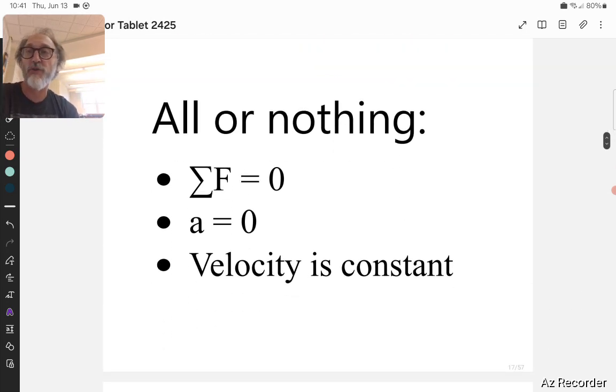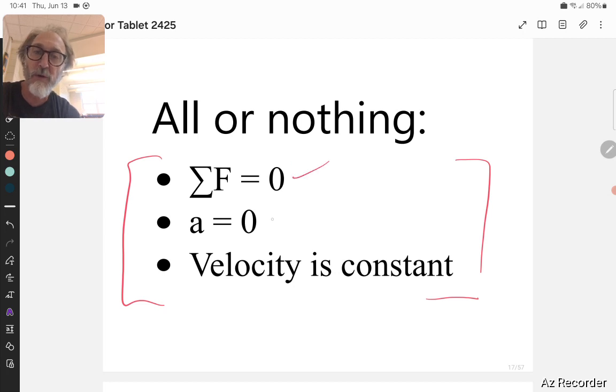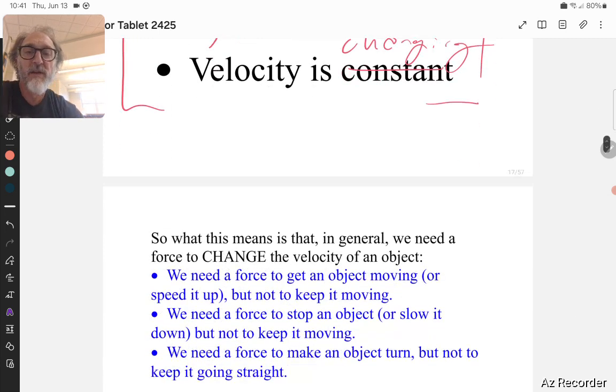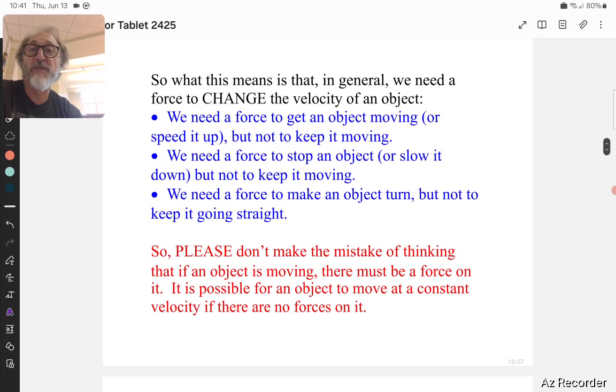So here's how I write it in shorthand. Newton's first law says either all three of these statements are true or all three are false. If your net force is 0, that means your acceleration is 0 and your velocity is constant. Conversely, if your net force is not 0, then your acceleration is not 0, and that means your velocity is changing. So what this tells us is that in general, you need a net force to change the velocity of an object. You need a net force to get an object moving or to cause it to speed up, but not to keep it moving.